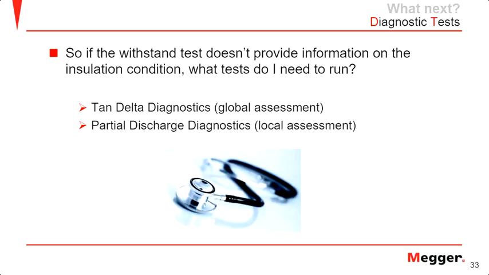So if a withstand test doesn't provide much information on the insulation condition, what test do I need to run? Because we said VLF is only a passive fail test. So what happens if I want more diagnostic information about the test itself? Now, tan delta is one of the tests that you can do along with your VLF test, or you can also do a partial discharge test to provide local assessment of where those peak spots are and where exactly my problems lie.